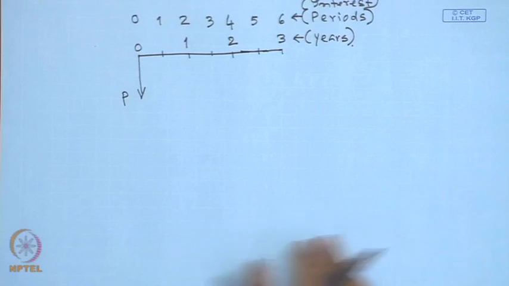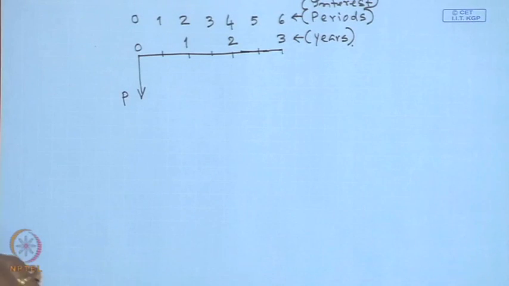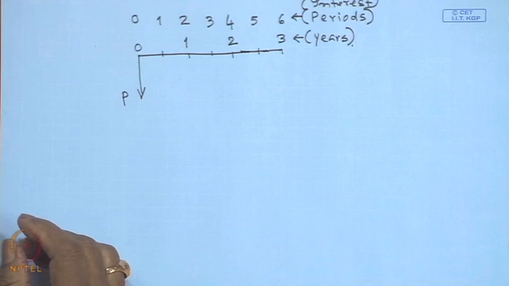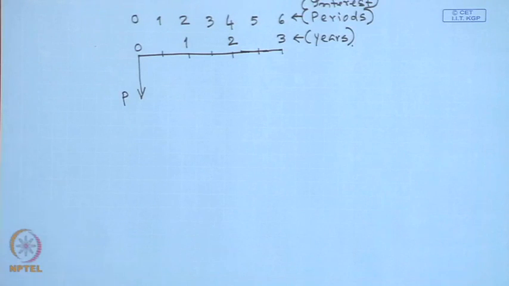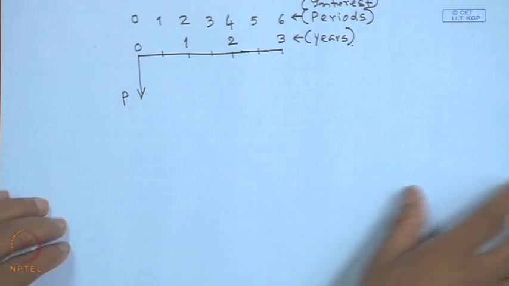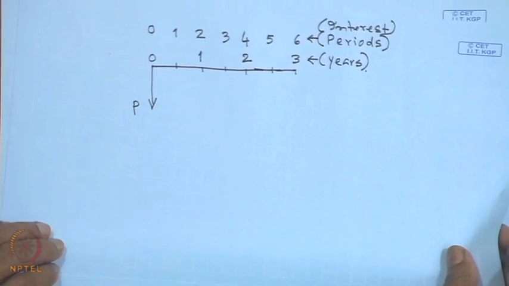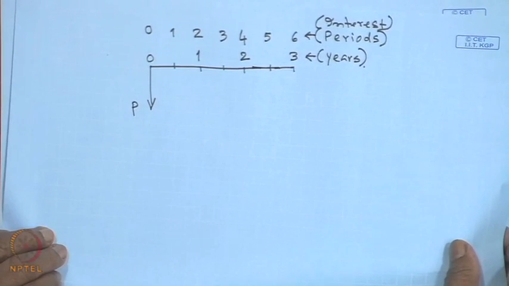This is what I am trying to say, that if it is semi-annual and if we are dealing with a problem of 3 years, then it is a matter of 6 interest periods.